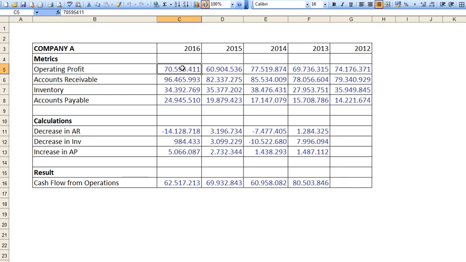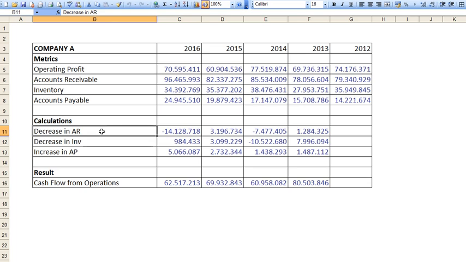So in order to calculate the changes in different working capital metrics, I'd like to walk you through these lines here. The first one is the decrease in accounts receivable. Decrease in accounts receivable is a positive to the cash flow. Why? Because it basically means that the amount that decreases in accounts receivable is the amount you collected.